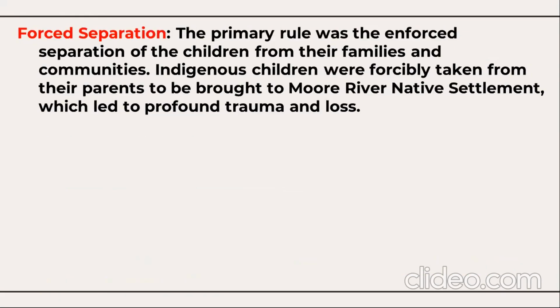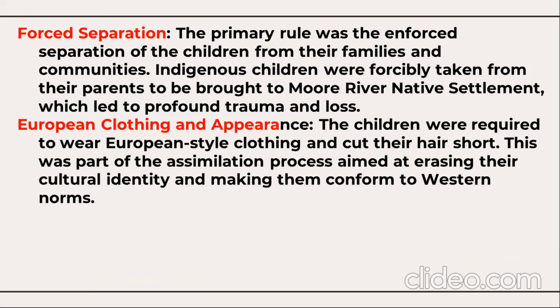Number one, forced separation. The primary rule that was enforced was separation of the children from their families and communities. Indigenous children were forcibly taken from their parents to be brought to Moor River Native Settlement, which led to profound trauma and loss.